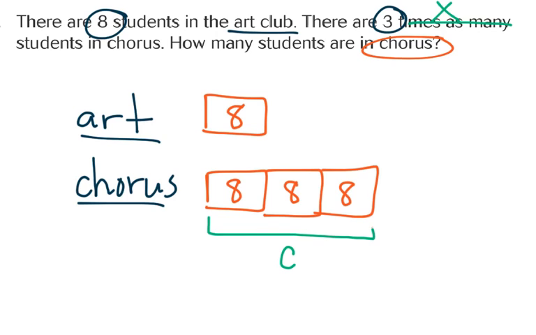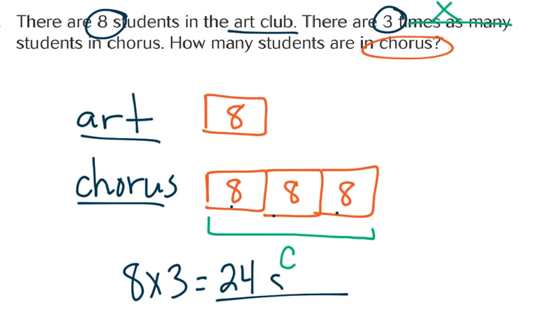I can put a C here for chorus. I could put an N. You could put the first letter of your name. It doesn't matter what letter we choose as long as we choose a letter as our variable. That's our unknown amount that we're trying to find. Now we want to figure out how many students are in chorus. So we're going to set up a simple multiplication problem to find out. We have 8 three times. 8 times 3 is going to give us the number of students in chorus, which is equal to 24 students.